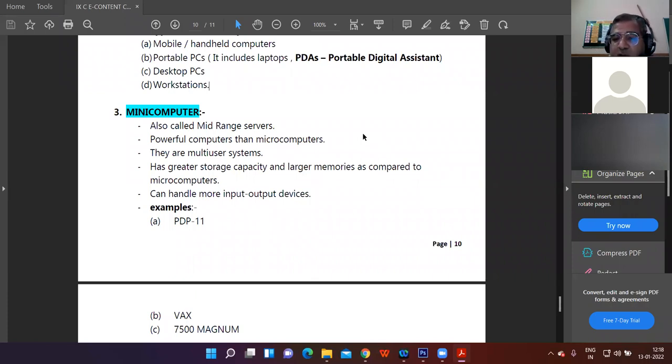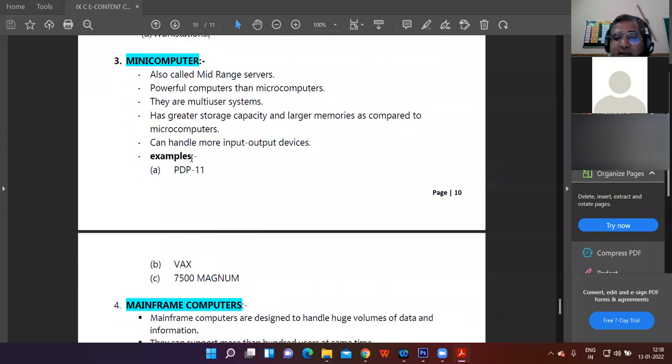The storage capacity of minicomputer is more than the microcomputer. The memory of minicomputer is more than the microcomputer. Clear? So these are the examples of minicomputer: PDP 11, VAX 7500 Magnum. These are the examples of minicomputers.